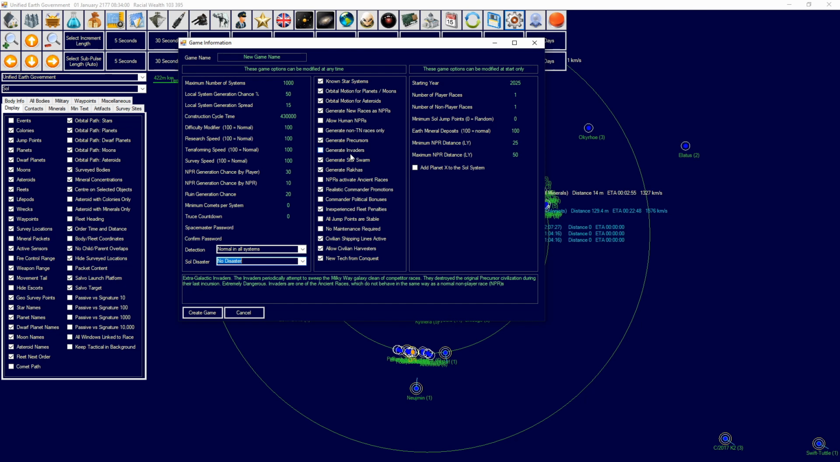And they are very, very dangerous and very, very powerful. Think about wormholes. Generate Star Swarm. Star Swarm, think like Tyranids. They have lots of ships, but they're very weak on their own, and they can appear at any time.